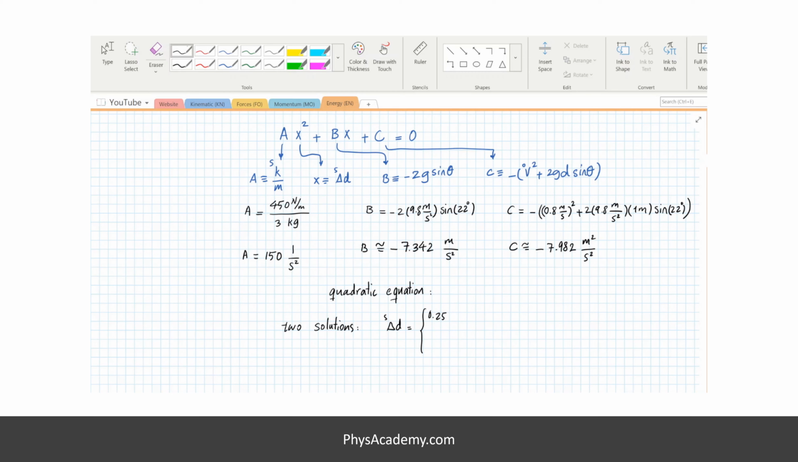As expected, after solving this quadratic equation, we got two answers. One of the answers is negative and doesn't have a physical meaning. But the other positive result with the value of 0.256 meters is acceptable, so we take this as the final answer.